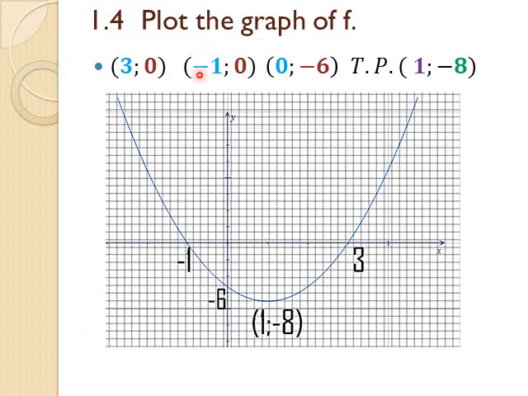Right, now plot the graph. So we have (3, 0), (negative 1, 0), (0, negative 6) as the y-intercept, and my turning point at (1, negative 8). And then I join through all those points, and there's my parabola, a smiling face. And you see my range, it continues going up. That's why it's y greater than or equal to negative 8.